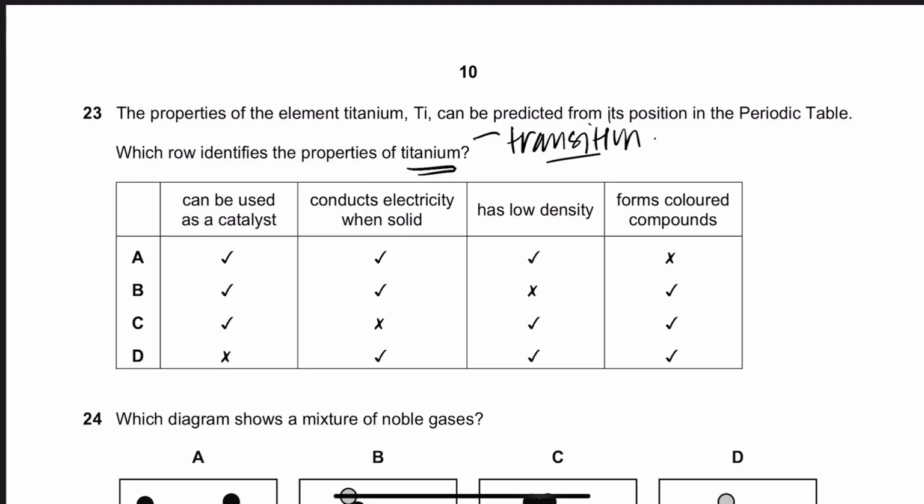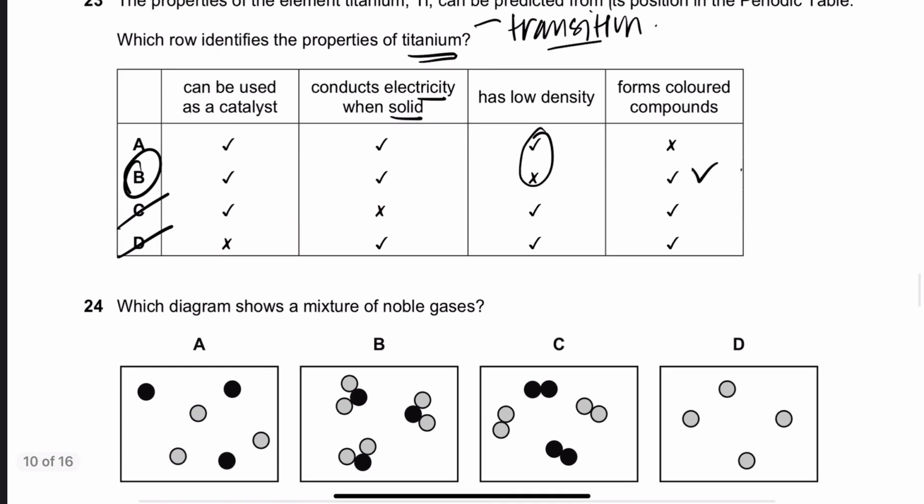Yeah. So it can be used as catalyst, obviously. So D is wrong. It conducts electricity when it's a solid. Obviously, it's a metal. So C is also wrong. Then it says it has a low density. Even if I can't comment on the density, I can literally say it forms colored compounds. Yes, because it's a transition metal, it will form colored compounds because of the variable oxidation states. Therefore, B is my answer. And we realize they have high density.